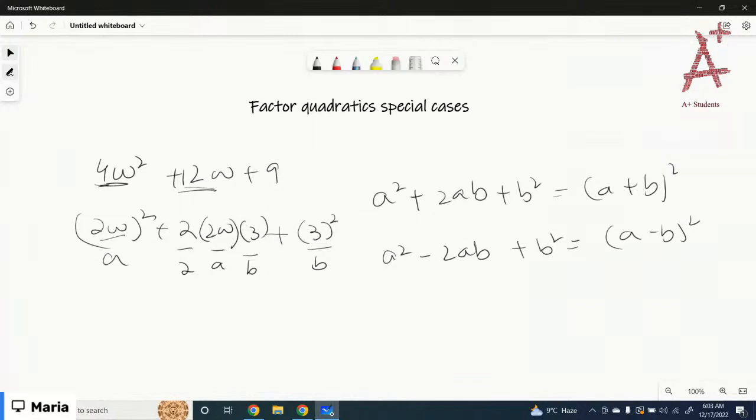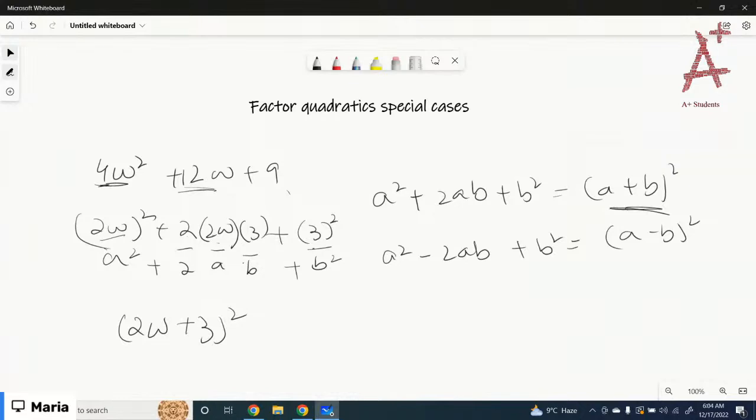That means 4w square is the square of 2w, 9 is the square of 3. Then a is 2w, and b is 3. So it would form a square plus 2ab plus b square, isn't it? And that equals a plus b whole square. A is 2w and b is 3. So it would be 2w plus 3 whole square. Got it? Just relate the formulas with the given question.